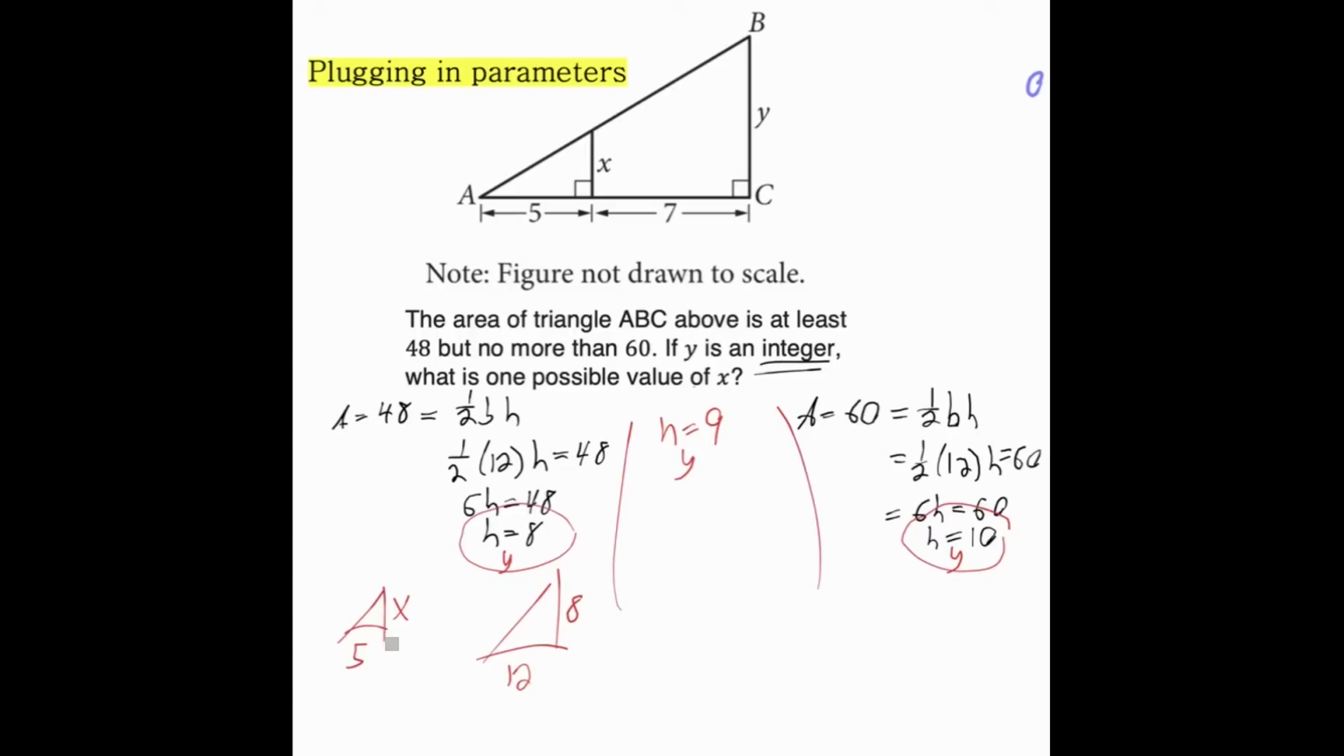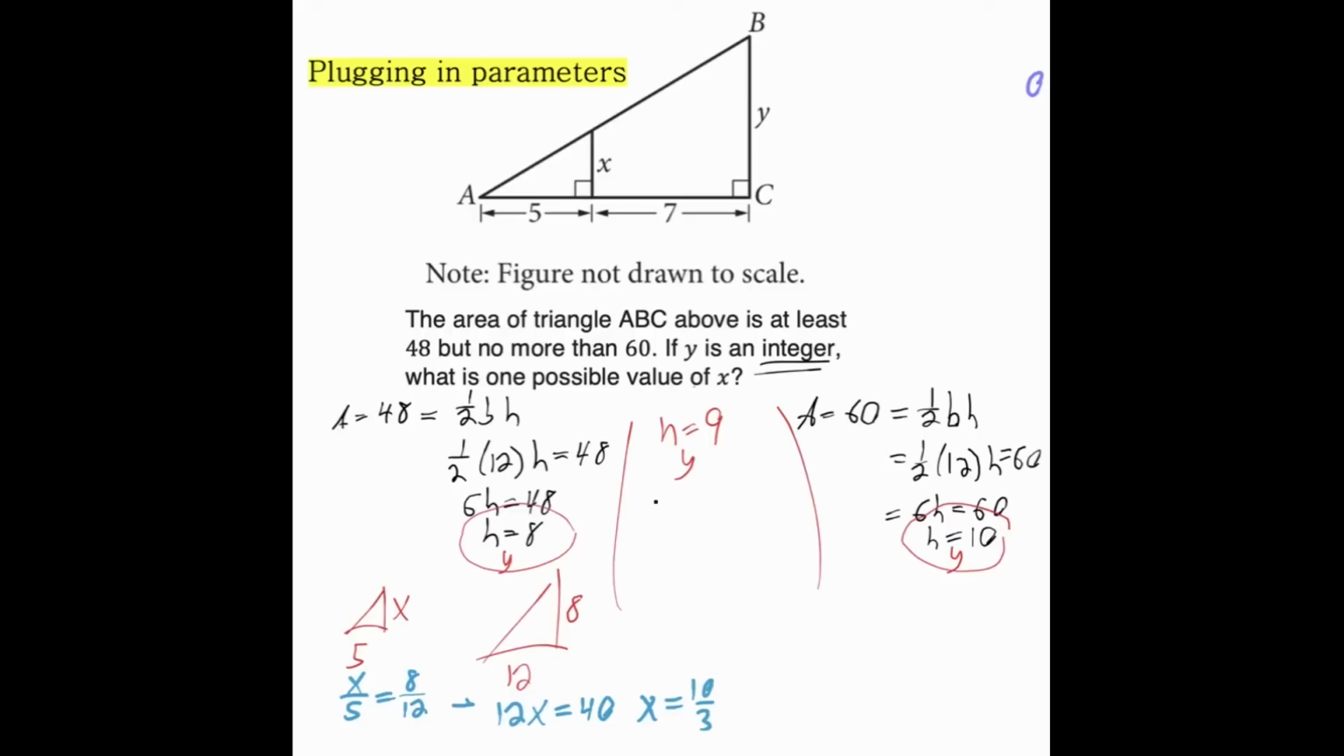Clean this up a tiny bit here. And do our proportion. We've got x over 5 equals 8 over 12. Cross multiply that. 8 times 5 equals 12 times x. So 12x equals 40, and divide by 12, and we'll get x equals 40 over 12, which is 3 1/3. So let's call that 10 over 3.